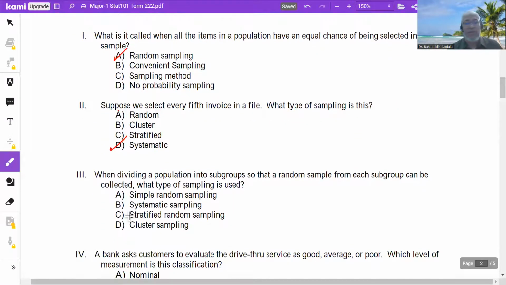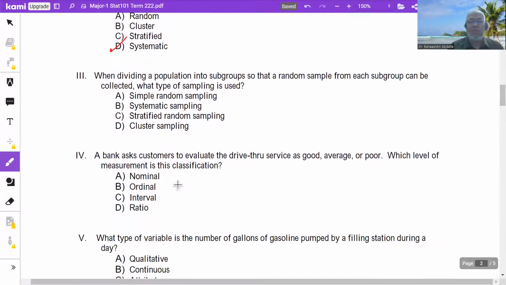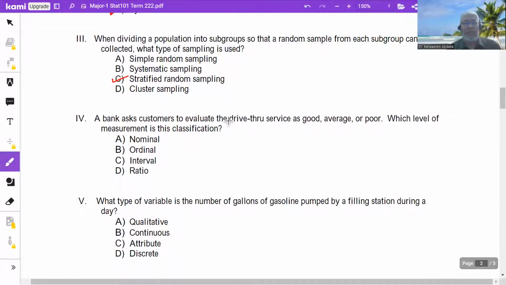When dividing a population into subgroups so that a random sample from each subgroup can be collected, what type of sampling is used? Well, this is stratified random sampling. You select a random sample from each subgroup. Cluster would be selecting some of the subgroups, one subgroup or two subgroups, or all subgroups. But here, selecting a random sample from each subgroup is stratified random sampling.